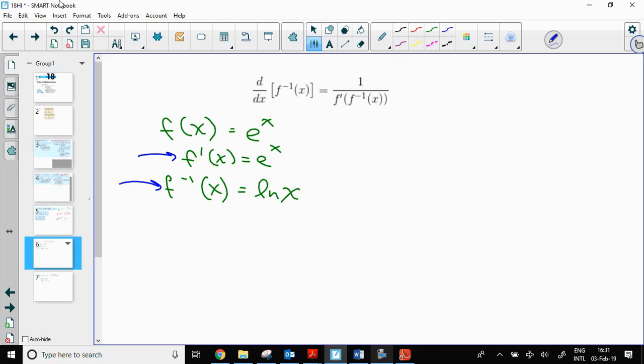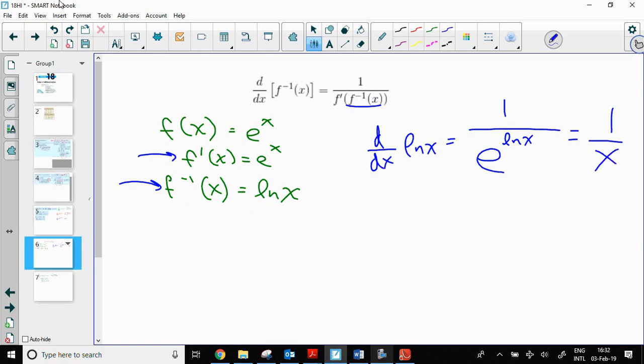So the derivative of ln of x should be equal to 1 over the derivative of f of x. So that's going to be e to the, but it's not e to the x, it's going to be e to the whatever the inverse is. So it'll be e to the ln of x. And what is e to the ln of x? That's just x. So it's 1 over x. Oh my gosh. That's the derivative of ln of x.